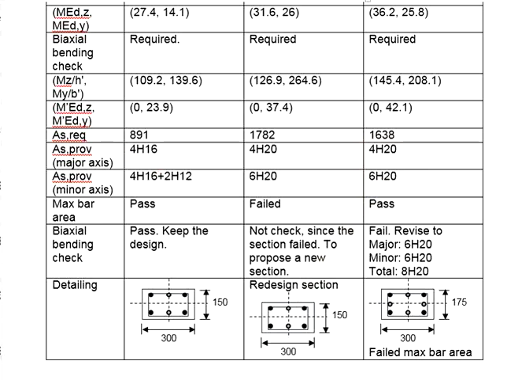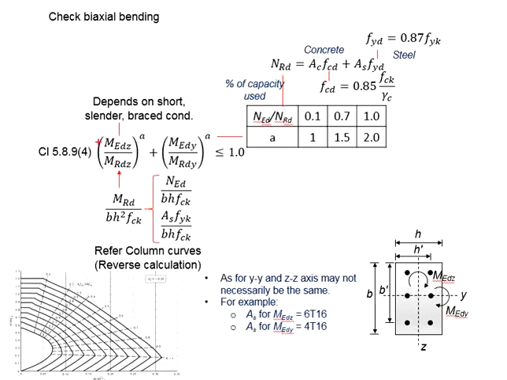Once you have the reinforcement bar proposed, you will need to check the minimum and maximum bar area. It seems that the column is quite heavily reinforced. The maximum bar area might be a critical issue. For the short column, it passed, and then you check for the biaxial bending using this equation.